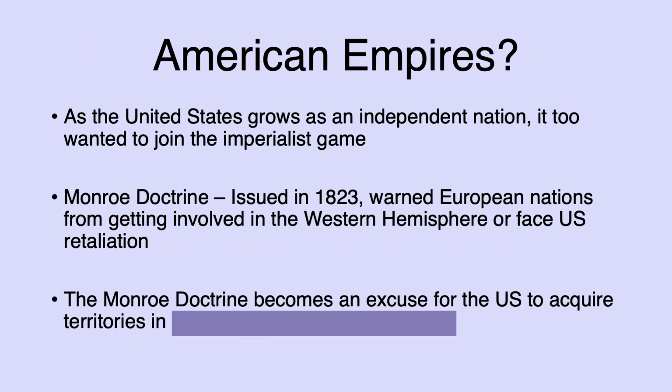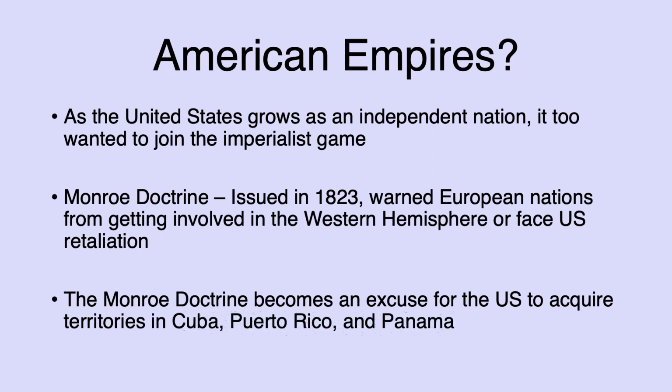So in 1823, the United States issues the Monroe Doctrine, and this warns European nations that they are not allowed to get involved in any issues in the Western Hemisphere. So that means North America, Central America, South America, or face US retaliation. And what this really does, although it is not necessarily enforceable at the time that it's issued, is it becomes an excuse for the US to establish control and acquire territories in Cuba, Puerto Rico, and Panama as they establish control to quote unquote protect these areas from European influence.